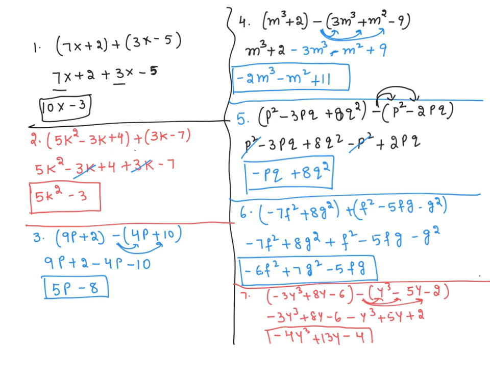Number 7, again I would write the equation and I would distribute the negative inside the bracket because there is a negative outside. And I get negative 3y cubed plus 8y minus 6, minus y cubed plus 5y plus 2. Combine the like terms. I got negative 3y cubed minus y cubed is negative 4y cubed. 8y plus 5y is 13y, and negative 6 plus 2 is negative 4.